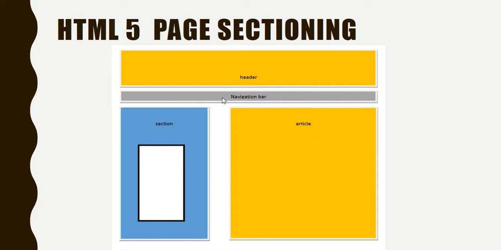You can have the navigation bar at the left, or the section in the middle, or the article inside the section, or you can have the 3-column layout and also the footer at the bottom.